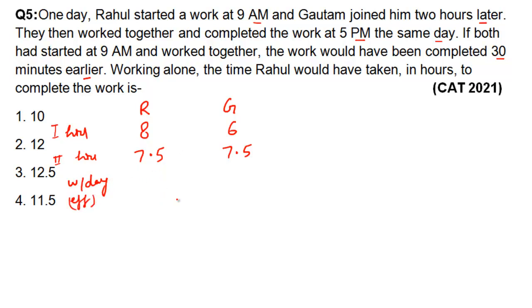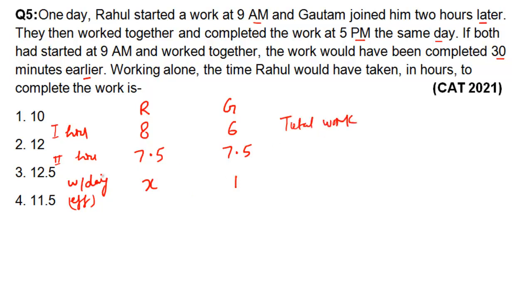So I'm just writing here work per day or efficiency, right? So I'm taking efficiency of Gautam as 1, then I will take Rahul as X. I can also take X and Y, but in order to have just one variable, if I take Gautam's efficiency as 1, Rahul can be taken as X. It can be a fraction, no problem, right? So what I can do, I can write the total work.